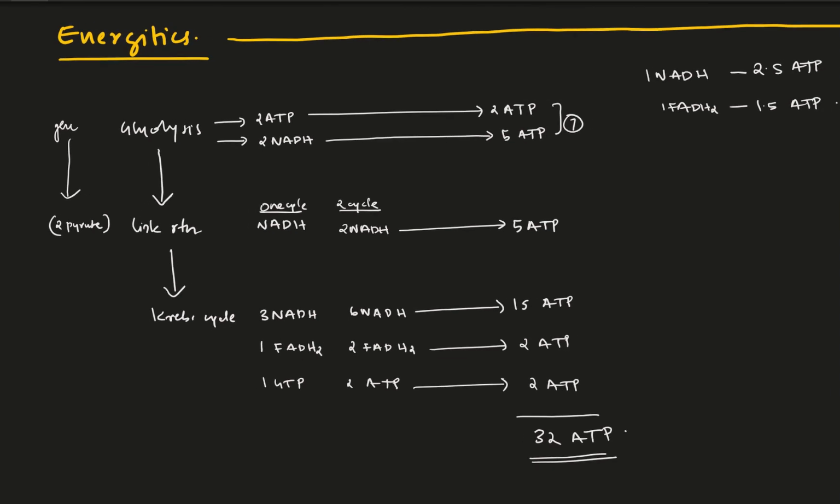Okay, so now the calculation is done as 1 NADH equal to 2.5 ATP, and 1 FADH2 equal to 1.5 ATP. Okay, so this is how it is calculated now.